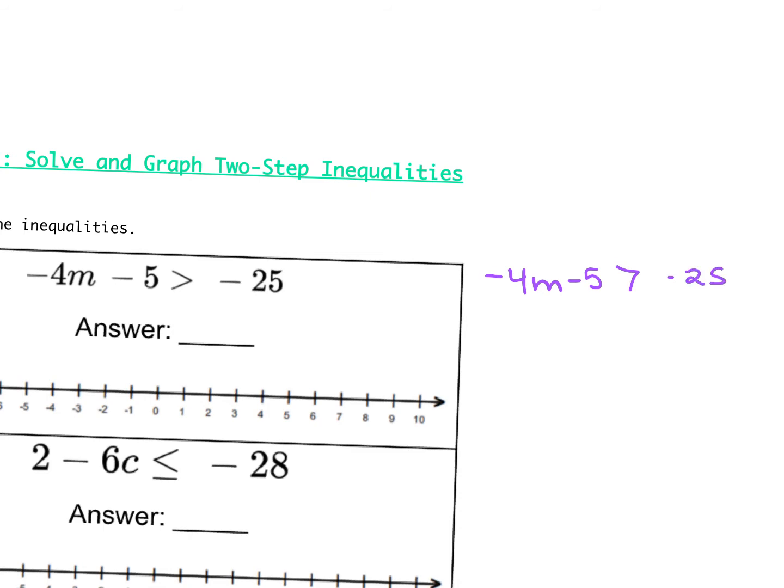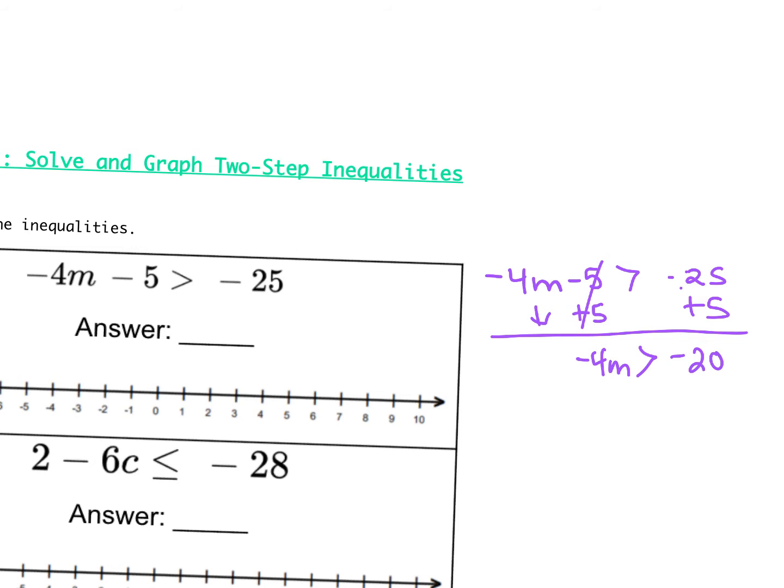All right, we solve this just like an equation. We'll start off with the number that's not touching the variable, the addition or subtraction. We're subtracting 5, so the opposite of subtracting 5 is adding 5. So now we bring down our negative 4m. This gives us 0, which we don't need to write. So we have negative 4m is greater than negative 25 plus a positive 5. Think of it as money. If I owed someone $25 and I gave them $5, I only owe them now $20.